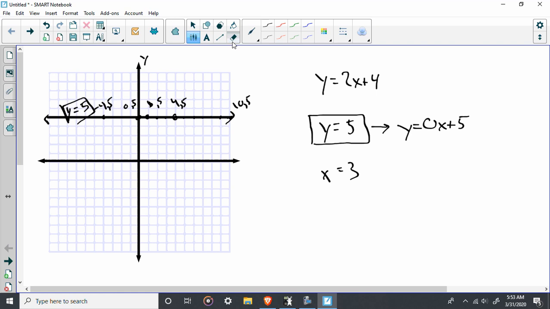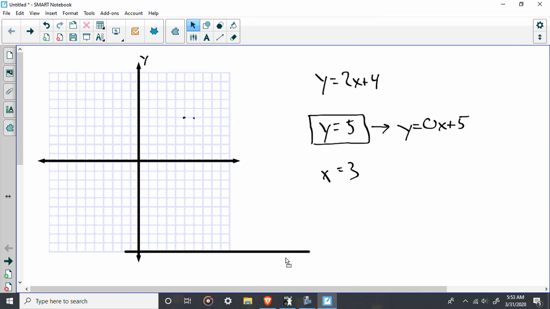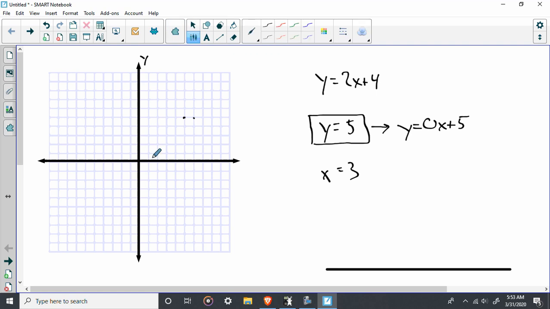And we can say the same thing about x is equal to 3. All x is equal to 3 is a vertical line at 3. So all you have to do is go 1, 2, 3, and it's going to be a vertical line.